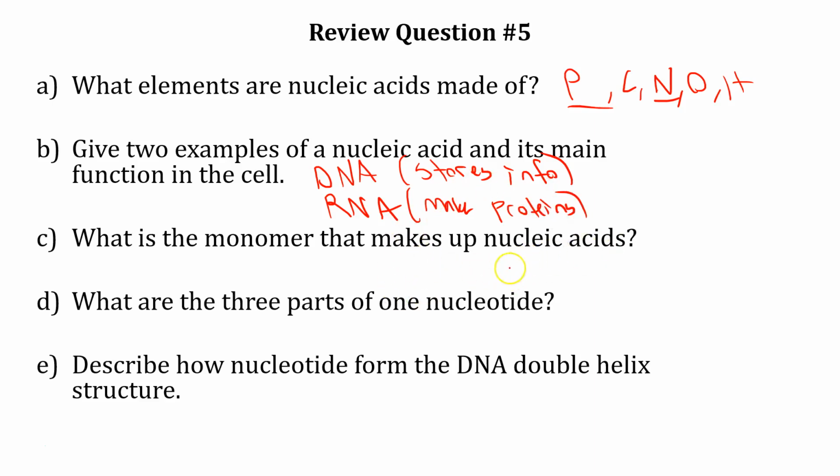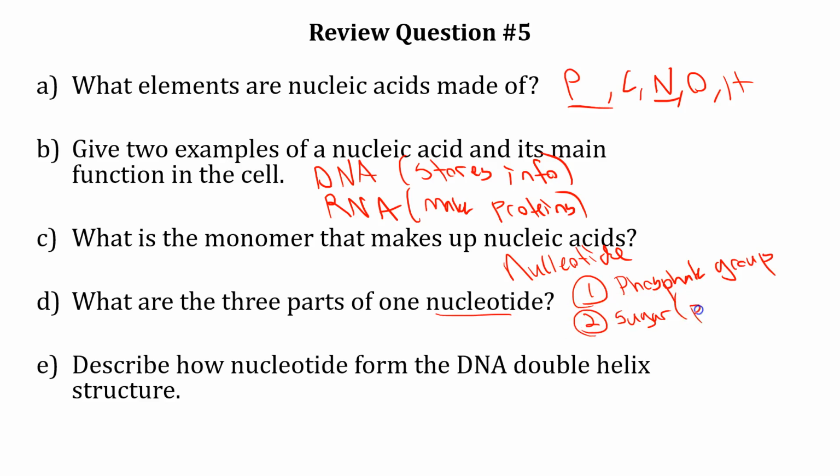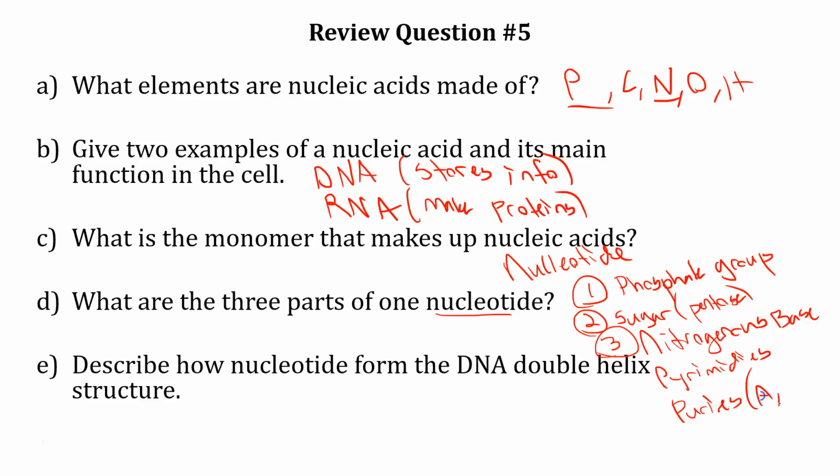The monomer that makes up nucleic acids would be a nucleotide. Okay, this thing here. And the parts of the nucleotide, we remember we've got a phosphate group. We've got a sugar, a pentose sugar, and depending on what the sugar is determines what type of nucleic acid we're talking about. And then lastly, a nitrogenous base, of which there are the pyrimidines and the purines. Purines are A and G, pyrimidines are C and T.